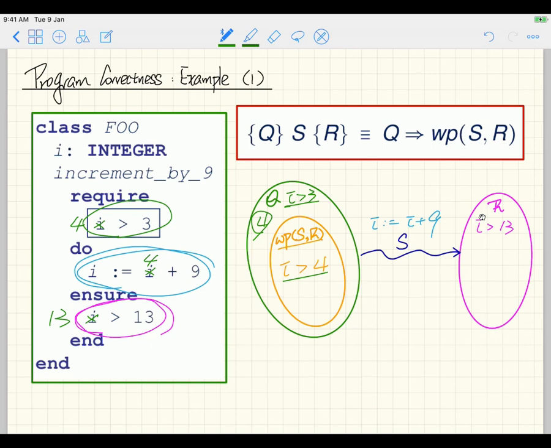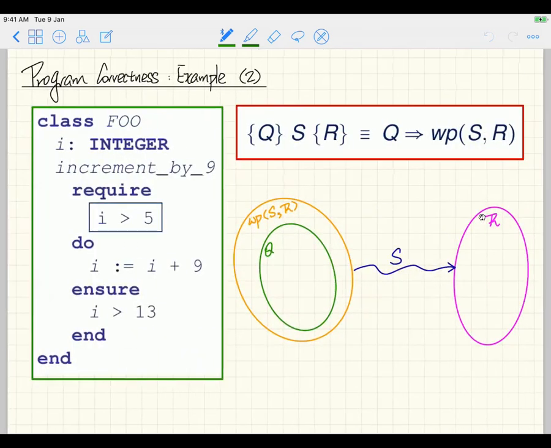Okay. So first of all, we can see that the actual precondition, which is green, is weaker than the orange one, which is the weakest precondition. So that's how we judge. This is not correct. Okay? Now, let's go to the other example over here.